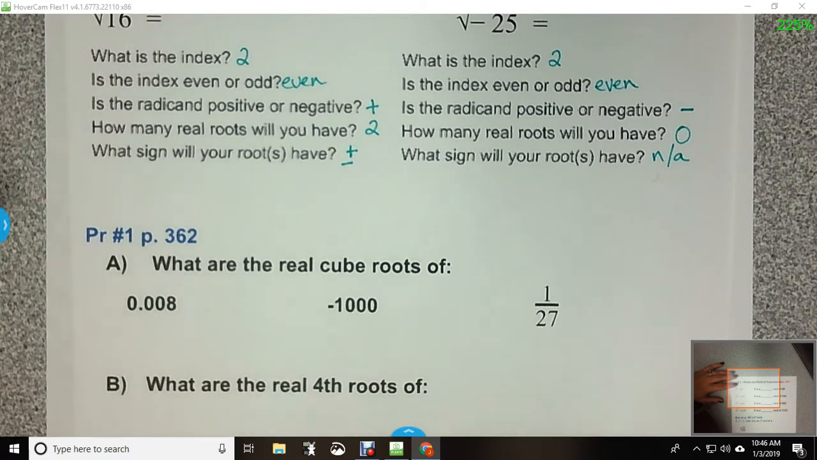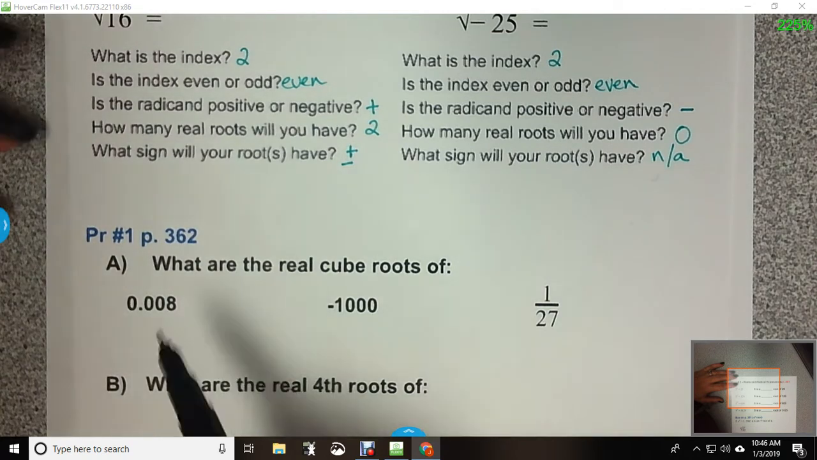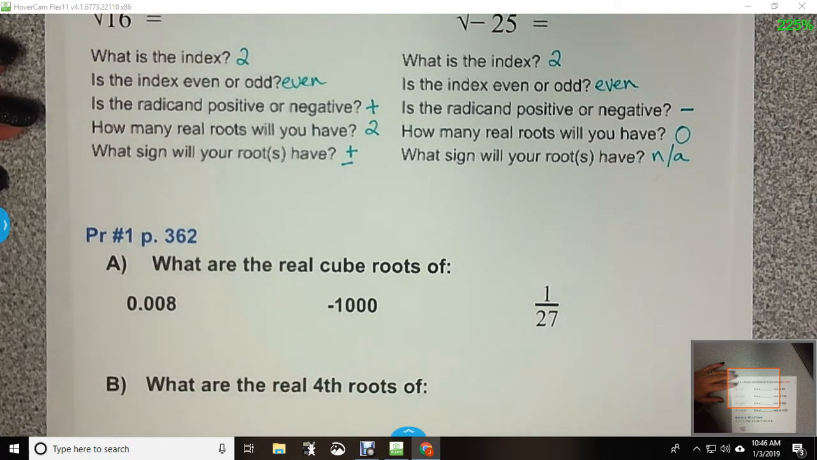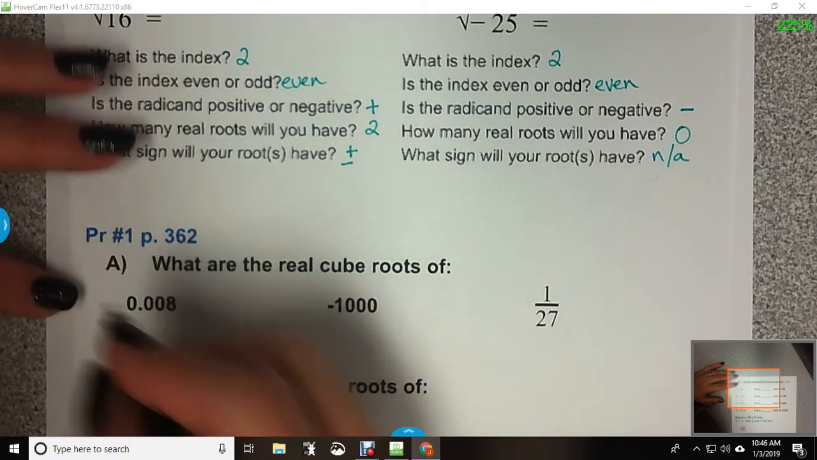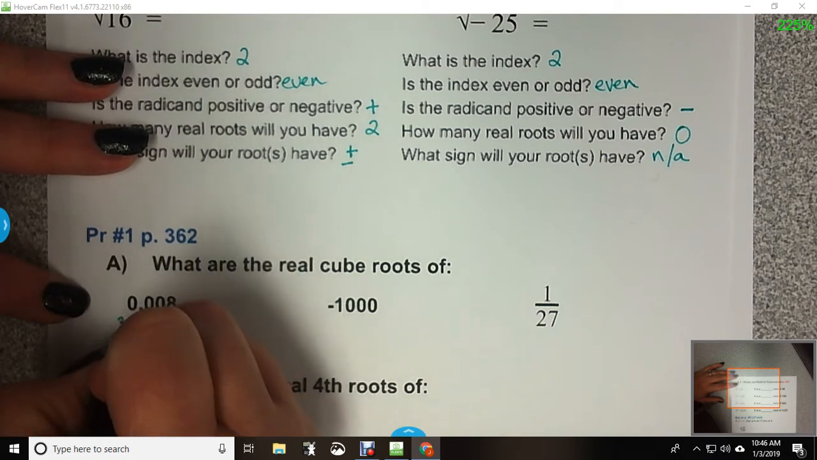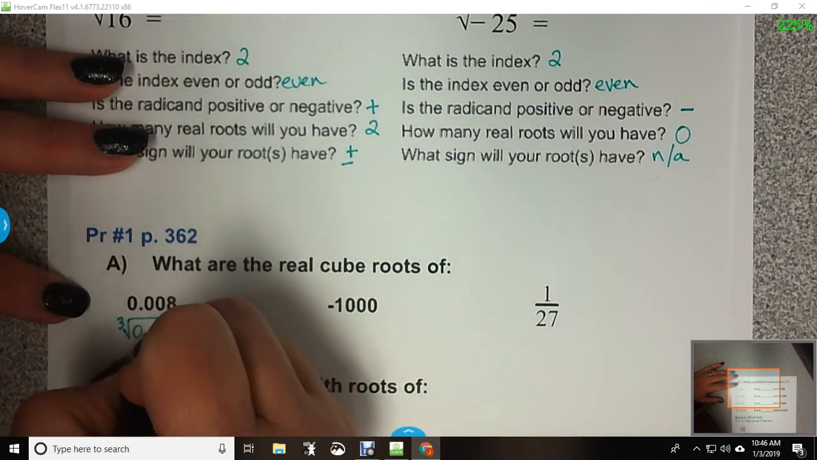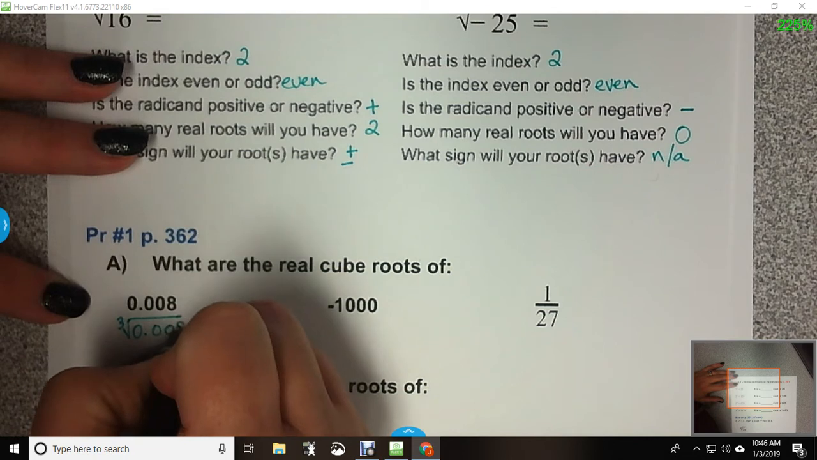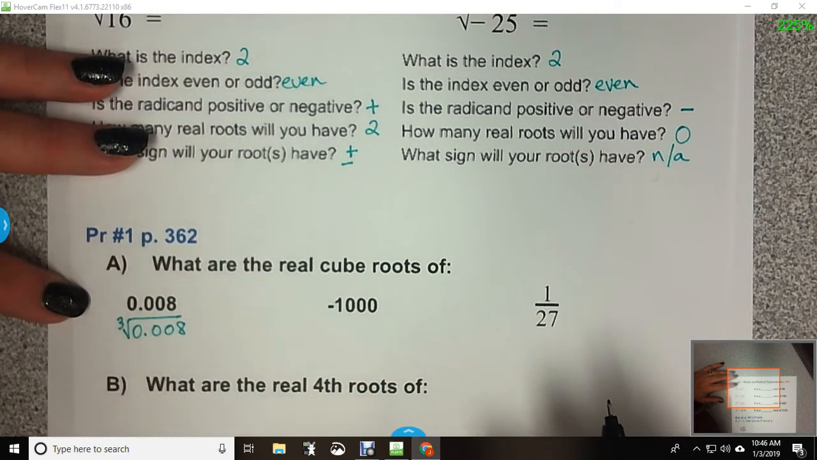All right, problem 1. Part A, I've actually got 3 parts for part A. It asks what are the real cube roots of 0.008, negative 1,000, and 1 over 27. So here, I'm going to write it in radical form. I'm looking for a cube root of 0.008. And you can type this one in on your calculator.